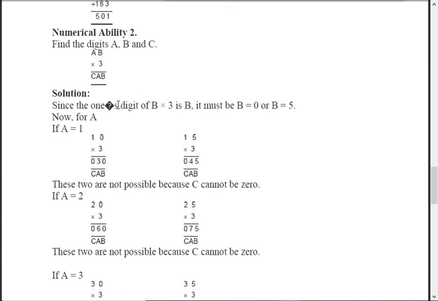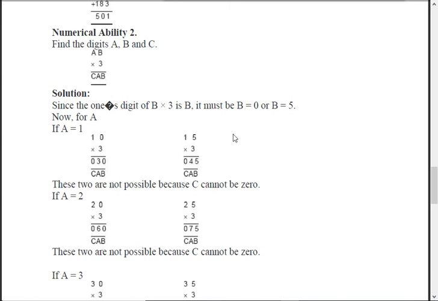Now let's start checking. Then A equals 1. Try with A equals 1 and B as 0. So what do you get? 10 into 3, you get 030. But C and B are different, so you can't take 0 and this. So this is not possible. Right? C and B are different, so 0 over here and 0 over here, B and C are the same over here. It's not possible. Next number.